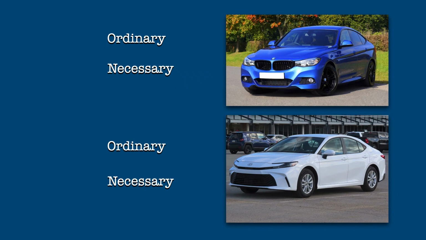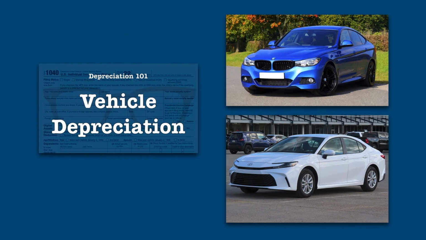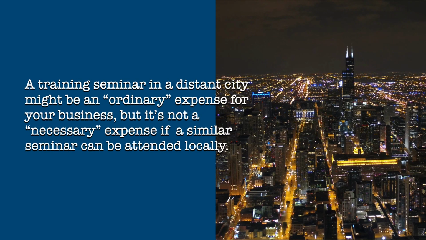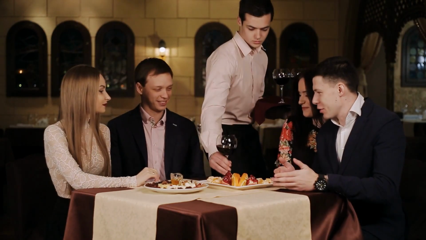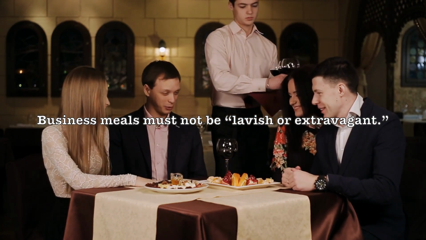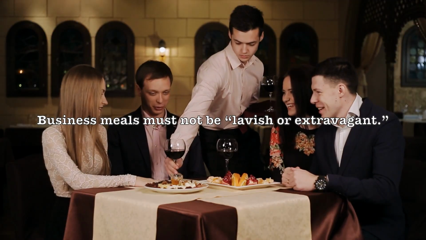An expensive, luxurious vehicle may be considered ordinary, but not necessary, but a less expensive vehicle meets both tests. That's why more expensive vehicles are subject to vehicle depreciation limits. A training seminar in a distant city might be an ordinary expense for a business, but it's not a necessary expense if a similar seminar can be attended locally. Business meals must not be lavish or extravagant, which again depends on the situation.